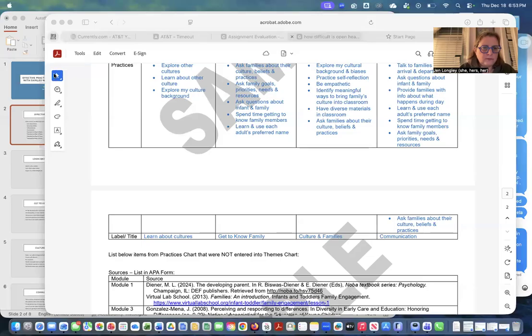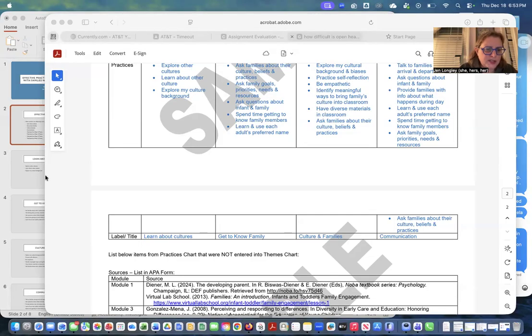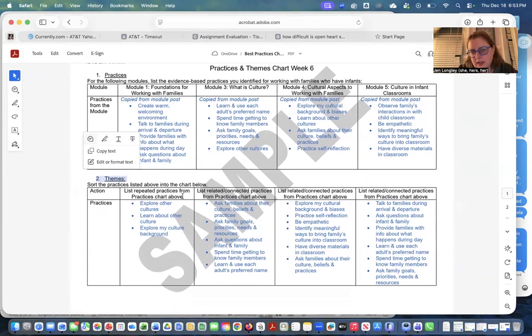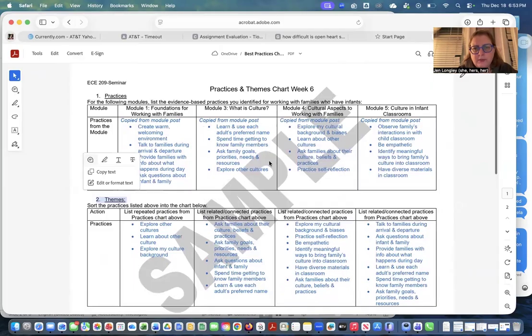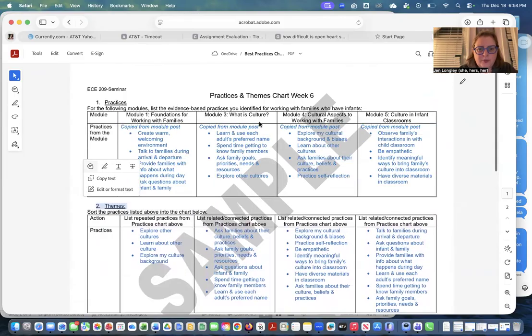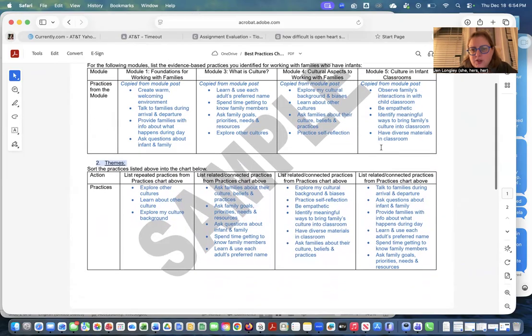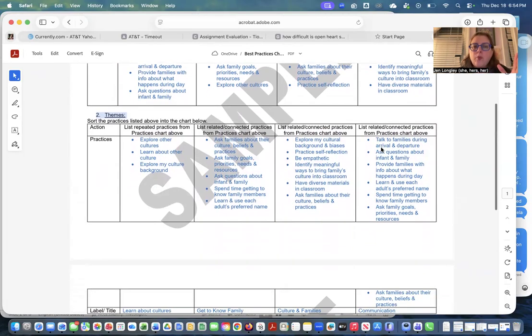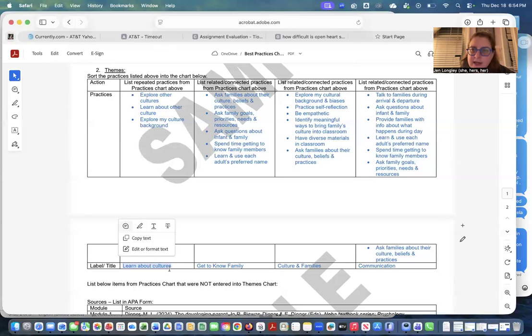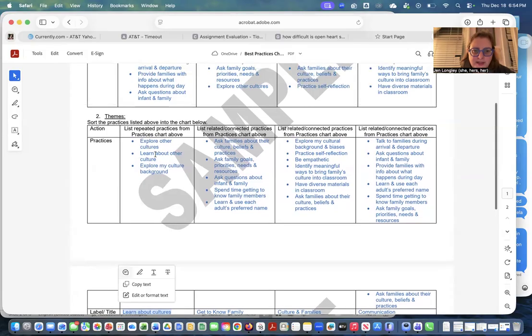So you are going to start here. This is our sample week 5 chart that you've done. You've taken module 1, module 2, module 3, module 4, and you took the effective practices you identified from each module and you sorted them. What practices were similar? And you put them into categories. And when you put them into categories, you gave them a name, a label, a title. And you did that basically 4 times.